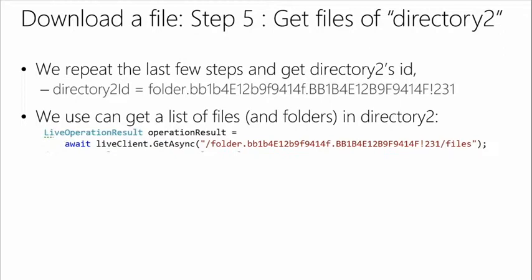Okay, makes sense. So in this scenario, the operation result contains a dictionary of all the files and folders that are contained within this particular ID, which is directory 2. If you're going to be doing this navigation quite a lot, it makes sense for you to cache these IDs, so you don't have to keep making these queries.